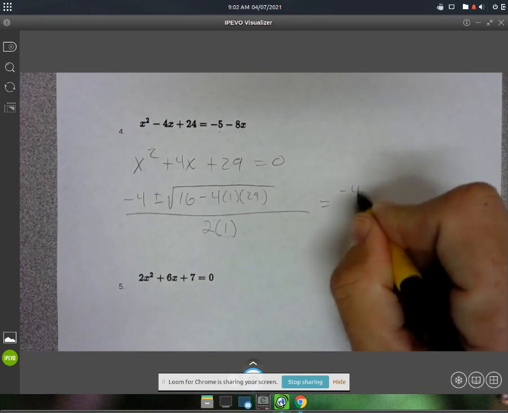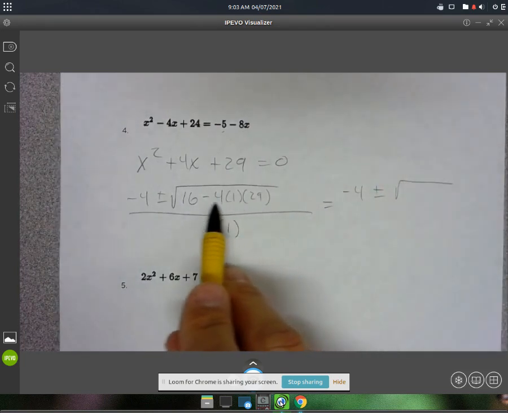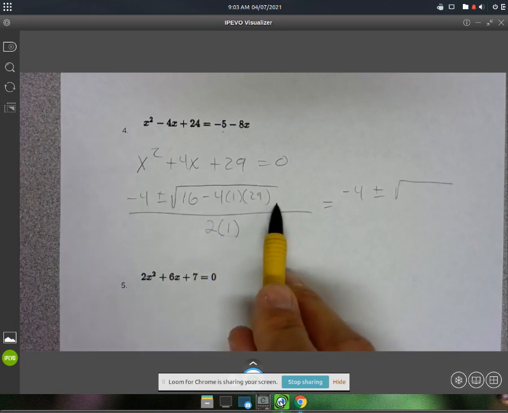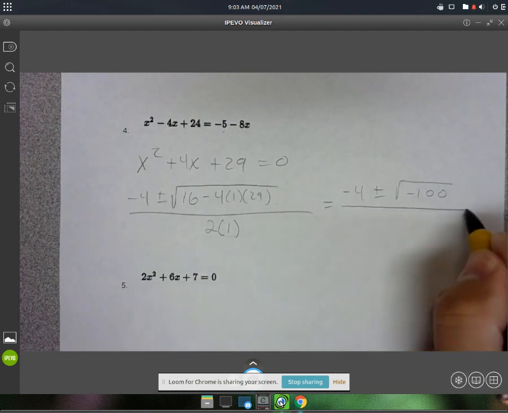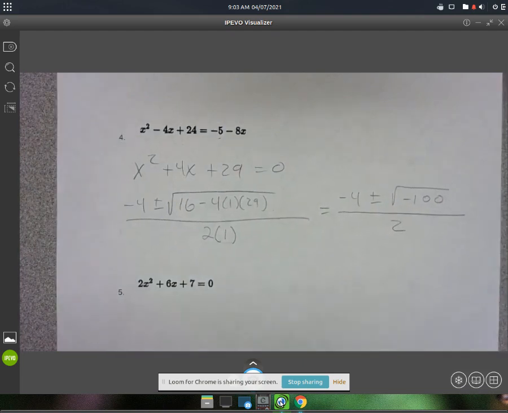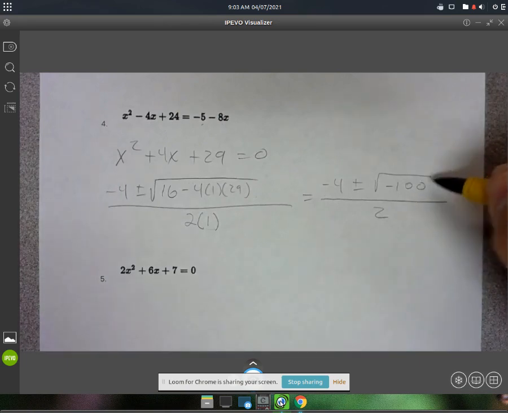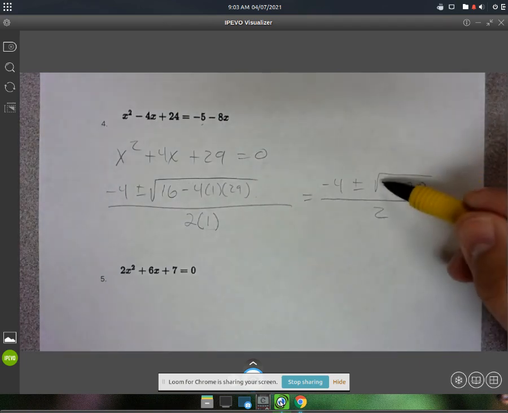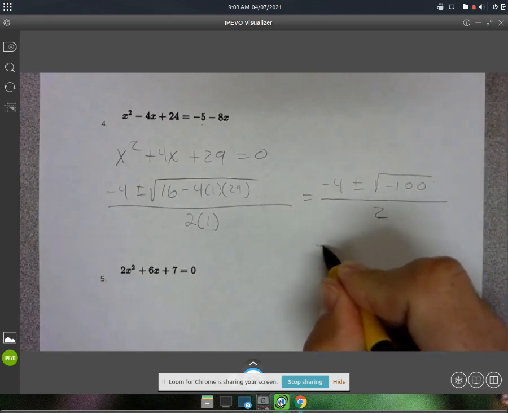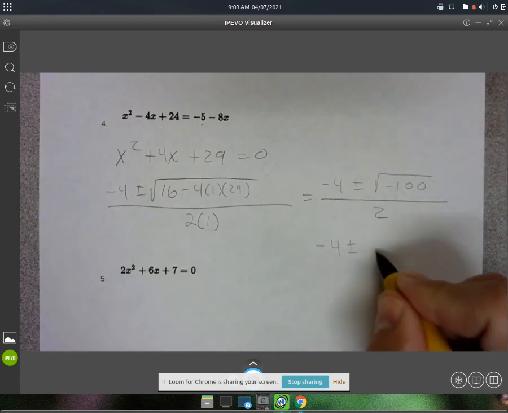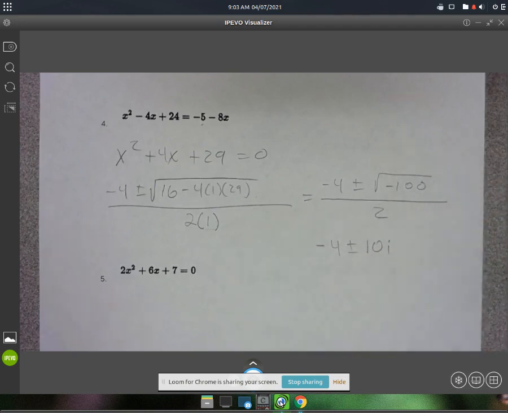All right, so negative 4 plus or minus, all of this stuff comes out to be negative 100, over 2. And then the square root of negative 100, that's going to be 10i. So I think what you did was you still had your square root around it. I could be wrong, but so negative 4 plus or minus 10i for the square root of negative 100.